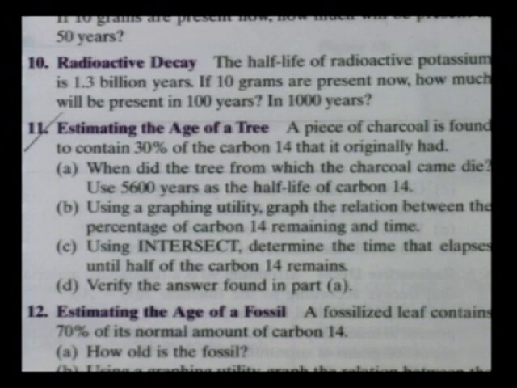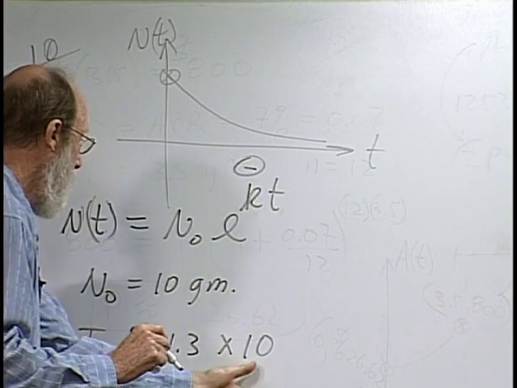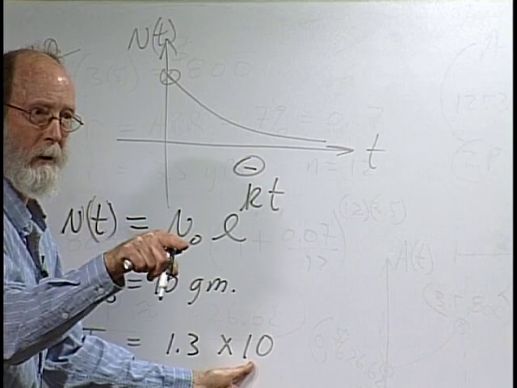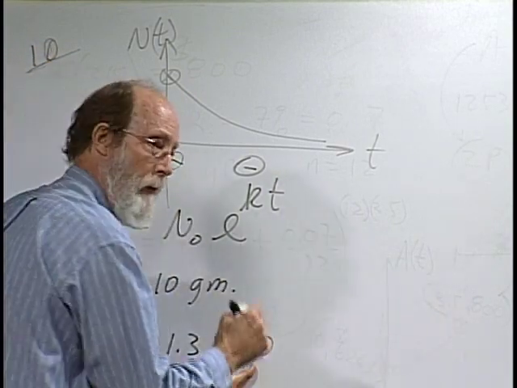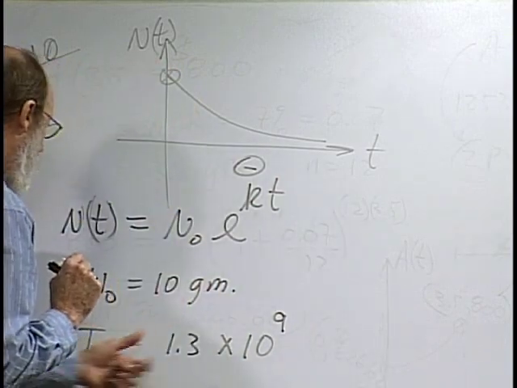So we're starting out with this initial amount of 10 grams, and the half-life is how many billion? 1.3 billion. And I talked about powers of 10 previously with you. A million is 10 to the sixth. 1,000 million is a billion, 10 to the ninth. So that's the half-life.